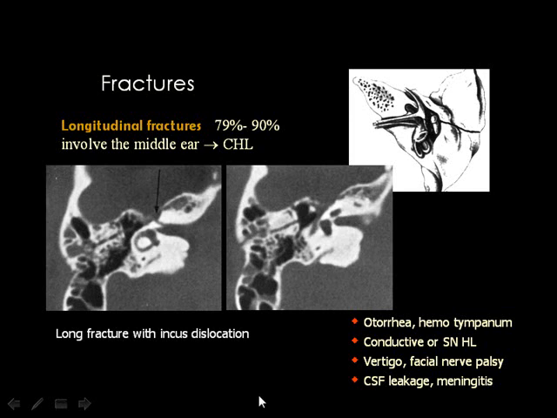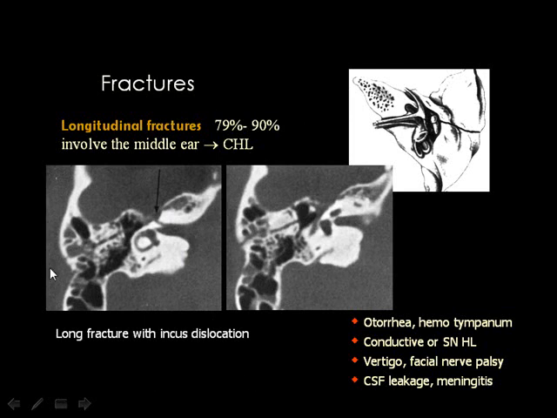Then you know that there are two types of fractures affecting the Petrous bone. The longitudinal one, which affects the whole length of the Petrous bone, and the transverse one, which is a vertical fracture affecting the Petrous bone. The longitudinal fracture is much more common than the transverse fracture. And the longitudinal fracture usually affects the middle ear, while the transverse fracture usually affects the inner ear structures.